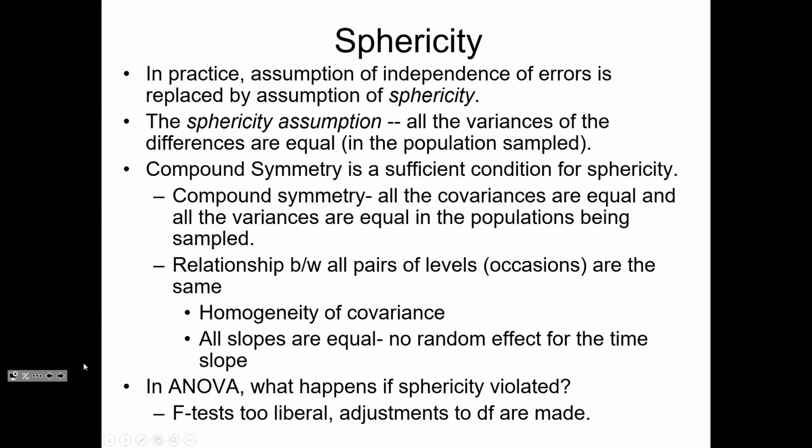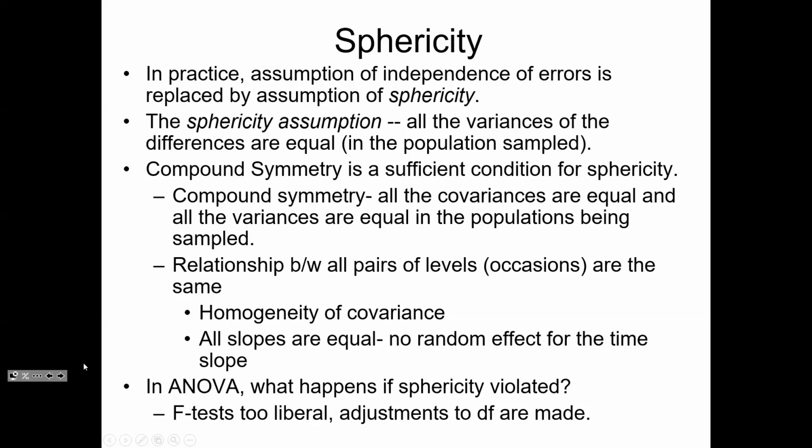Compound symmetry is another term that comes up a lot in repeated measures, but it's actually a sufficient condition for sphericity. So instead of actually looking at sphericity, we can just look at compound symmetry. And compound symmetry is a little easier to think about. It just says all the covariances are equal and all the variances are equal in the population being sampled. That's compound symmetry. Think about the matrix that I just showed you.